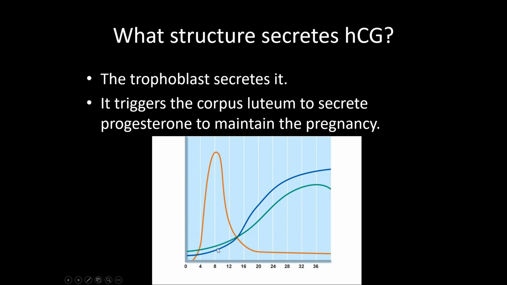This shows you the hormones that happen during a pregnancy, and notice it's the early stages of pregnancy where you get this huge spike in HCG. As it starts to taper off, estrogen and progesterone really start to take over and maintain that pregnancy through to the end.